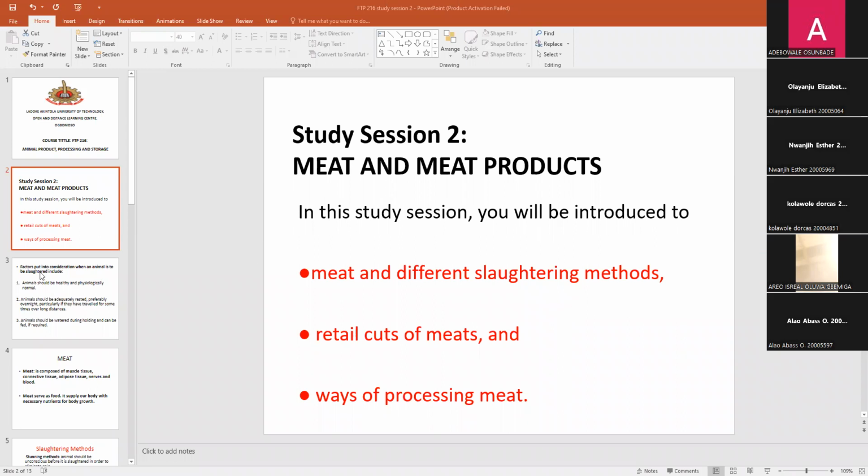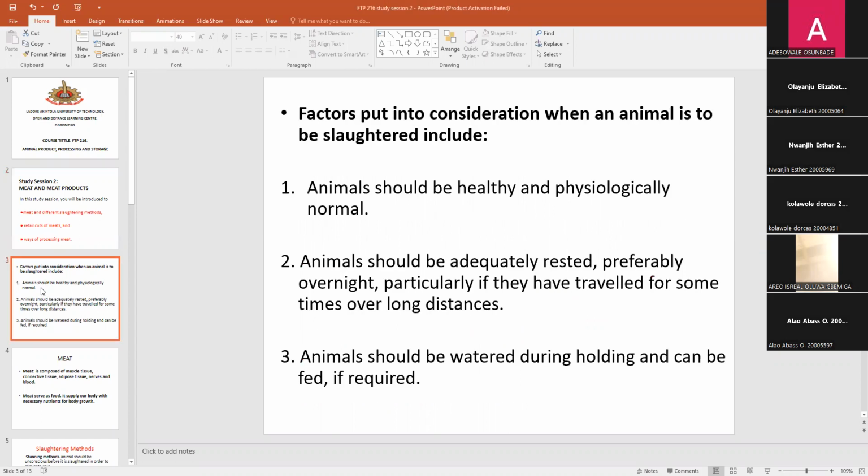When you want to slaughter an animal, there are some factors that need to be considered before you can get a good, quality, safe product. Number one is that when you want to slaughter an animal to get the meat out of them, the animal should be healthy. The animal you use for your processing and production should be healthy. You are not expected to use an animal that is sick, contaminated, or not physically fit, maybe diseased. So you need to use an animal that is healthy. And the animal must be adequately rested, preferably overnight.